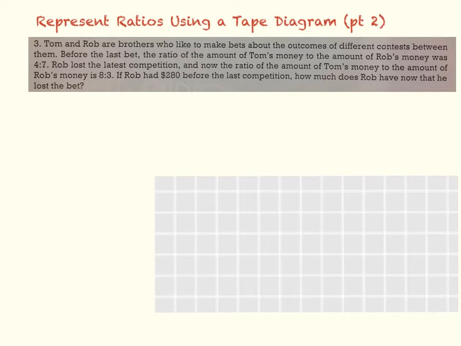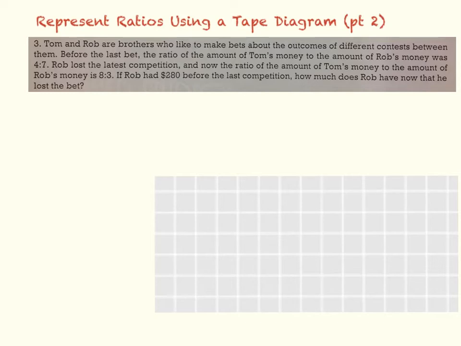Before the last bet, the ratio of the amount of Tom's money to the amount of Rob's money was 4:7. Rob lost the latest competition, and now the ratio of the amount of Tom's money to the amount of Rob's money is 8:3. If Rob had $280 before the last competition, how much does Rob have now that he lost the bet?